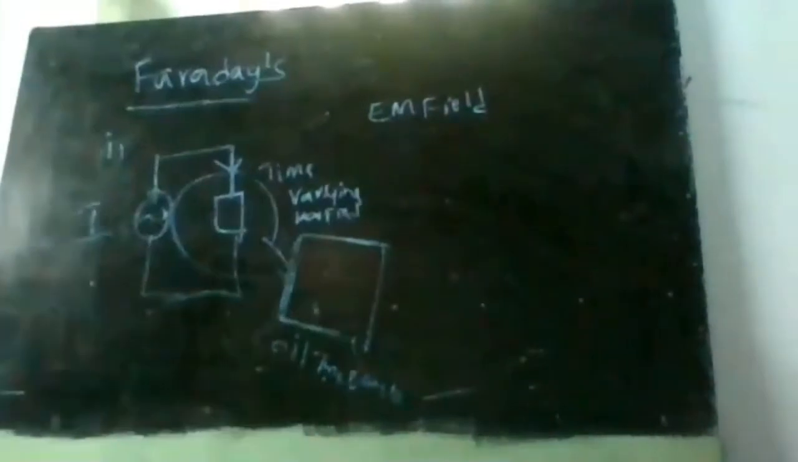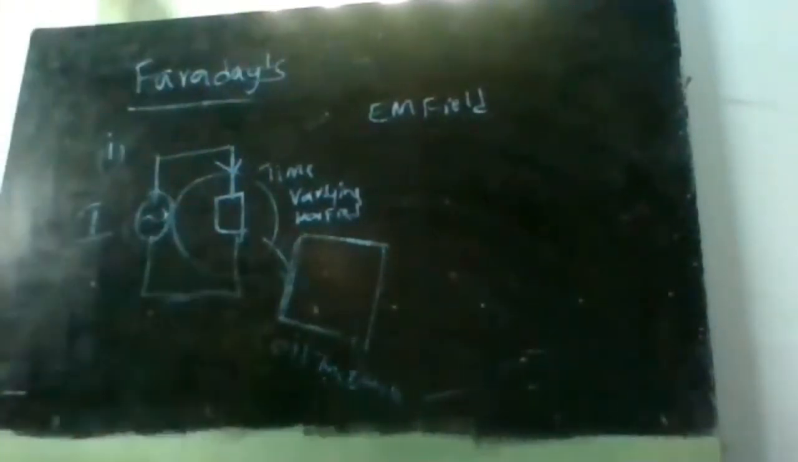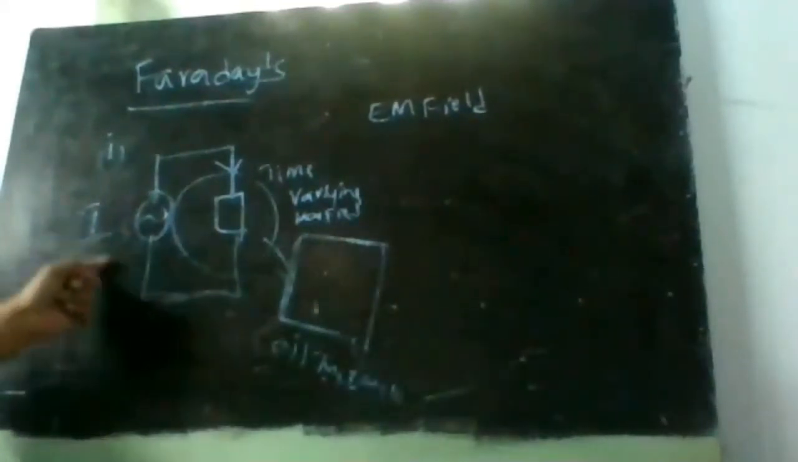So the first method for producing an EM field using Faraday's law: Faraday said there are two ways of generating EM fields. EM fields means electromagnetic fields having both electric nature and magnetic nature. Here we apply time varying currents through a conductor. AC current is applied through the conductor, so this AC current will produce a time varying magnetic field.